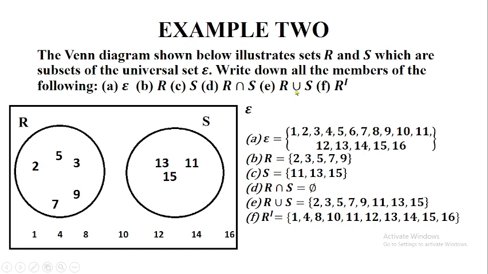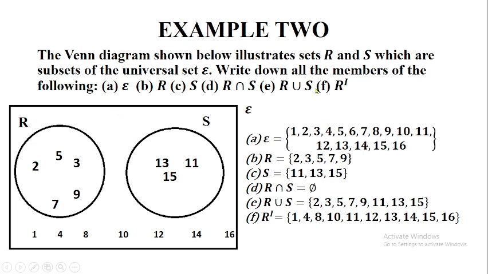Then also we have R union S. Of course, by now you should know what union means. You have to combine the elements of set R and set S without repetition. So that will give us 2, 3, 5, 7, 9, 11, 13, and 15. So that will give us the elements of R union S as well.